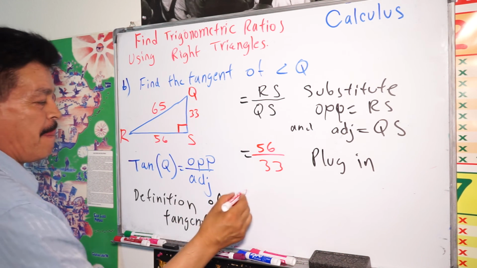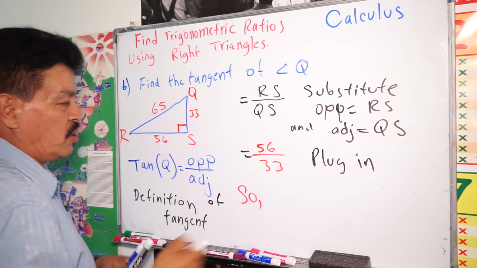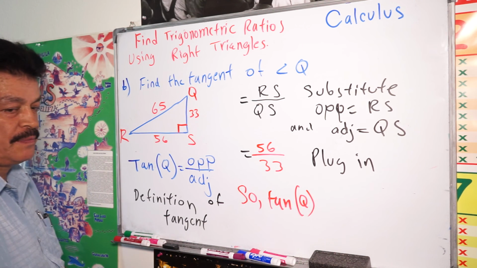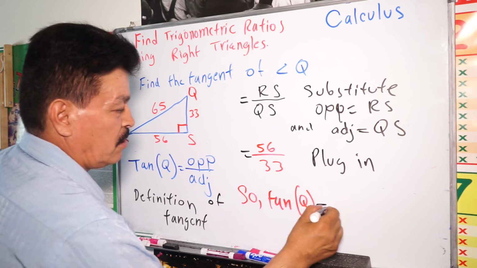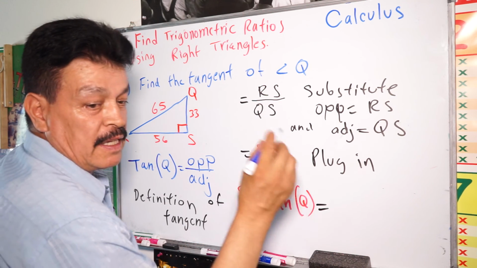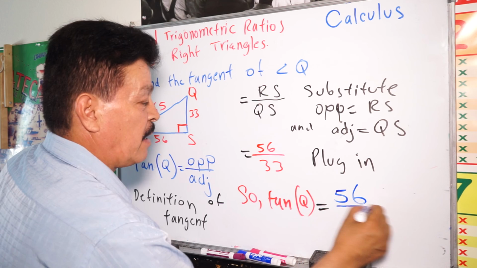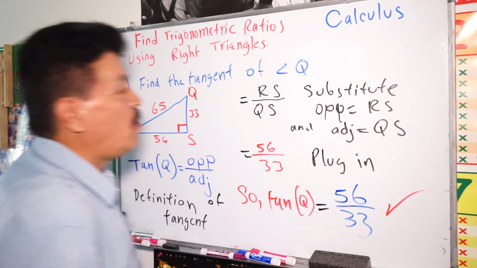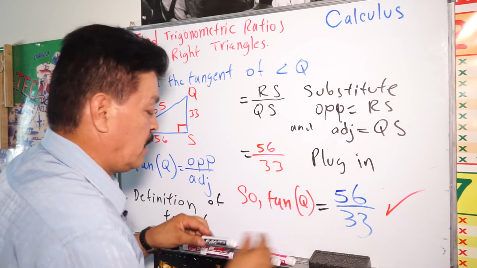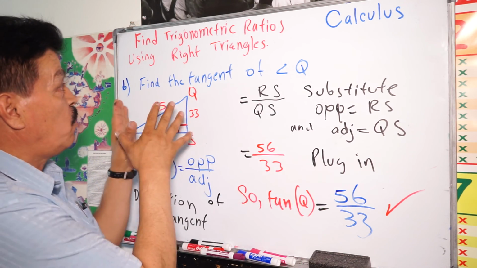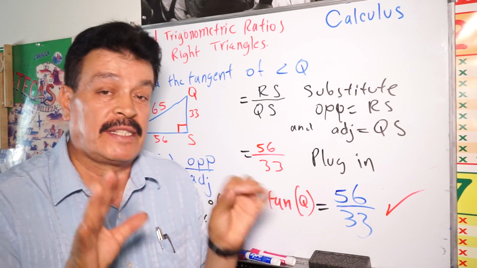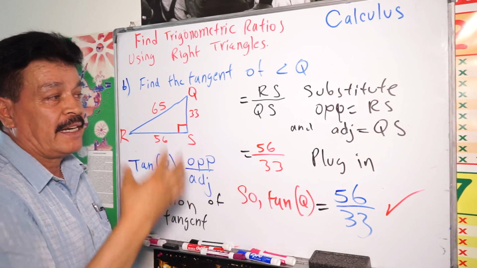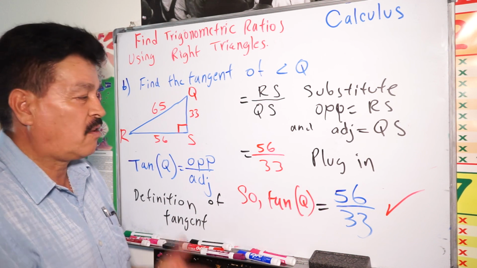So what is the answer? Tan of angle Q equals 56 divided by 33. Alright? So that is the right answer. I solved two problems, just applying two formulas. Remember, when you work with the trigonometric ratios, we have six main formulas. I showed you only two, but for the rest you need to practice a little bit at home.